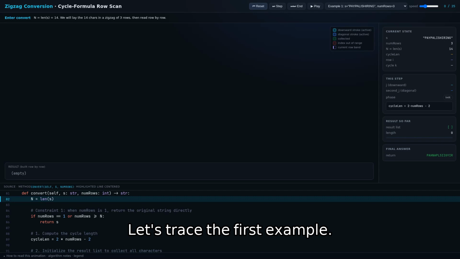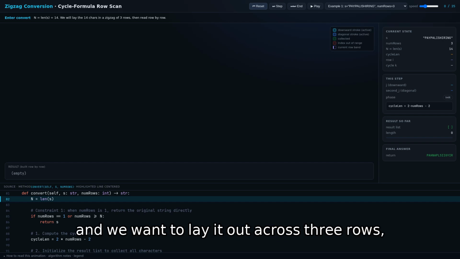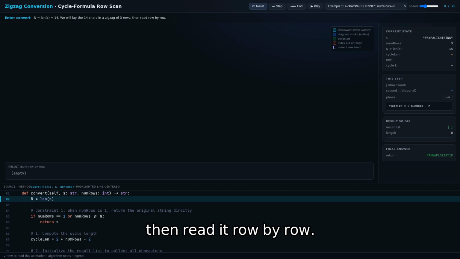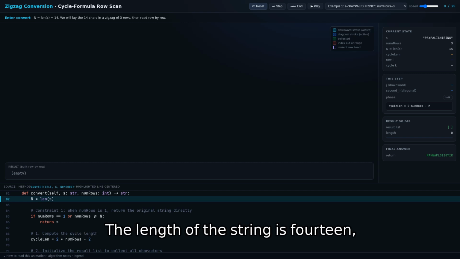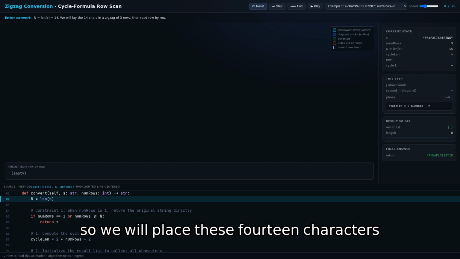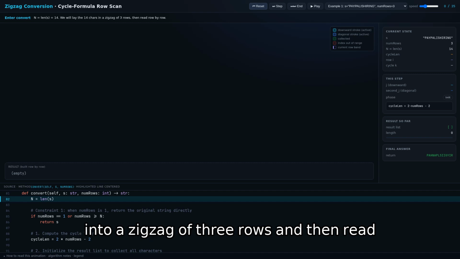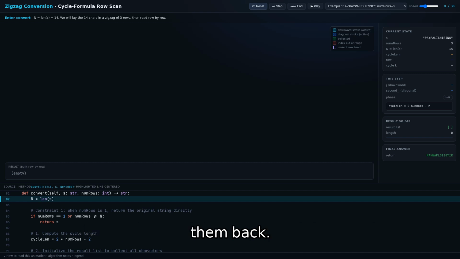Walkthrough. Let's trace the first example. We are given the string spelled P-A-Y-P-A-L-I-S-H-I-R-I-N-G, 14 characters long, and we want to lay it out across 3 rows, then read it row by row. We enter the convert function. The length of the string is 14, so we will place these 14 characters into a zigzag of 3 rows and then read them back.